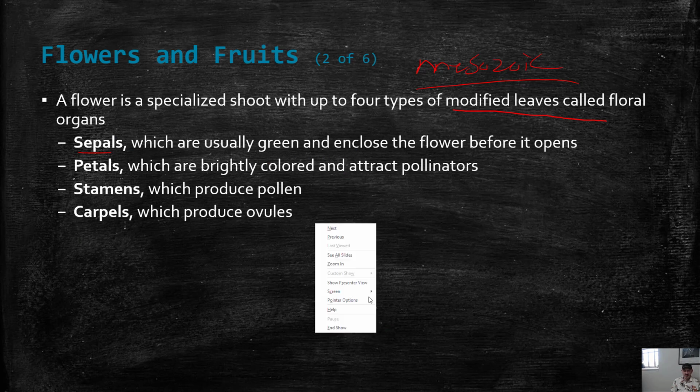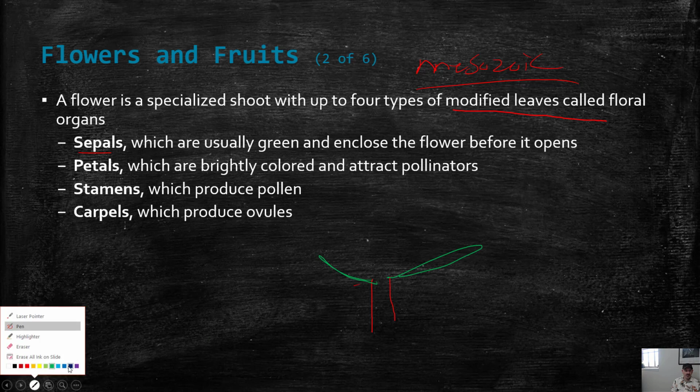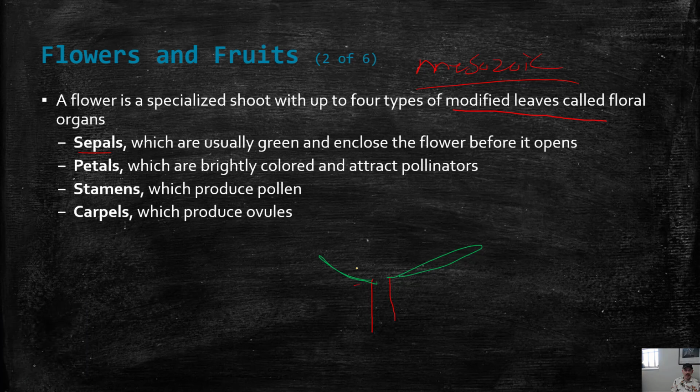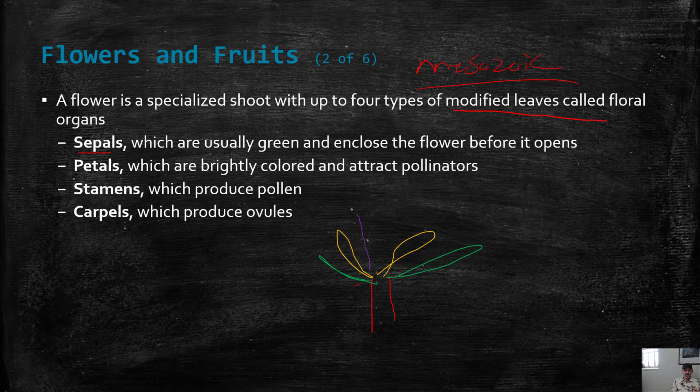So if you're drawing a flower, here's the stalk. So your sepals are that outer layer here, sepal. Okay. Then of course you have your petals, which in many flowers are brightly colored to attract pollinators, but not all flowers. So there's your petals. Then you have stamens, which are organs that produce pollen. So I'll draw those in purple. So we have stamens up here that produce pollen.